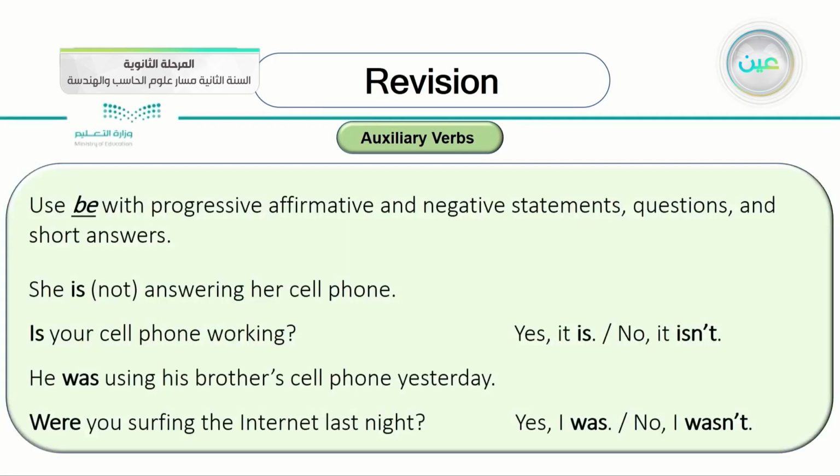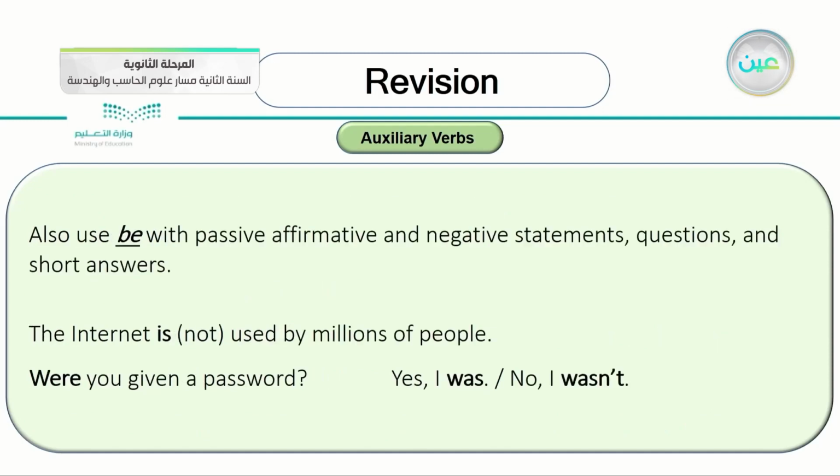Also here we took the be. We use be with progressive affirmative and negative statements, questions, and short answers. For example, she is answering her cell phone or she isn't answering her cell phone. And in the question form, is your cell phone working? Of course, this is the continuation for the verb to be.